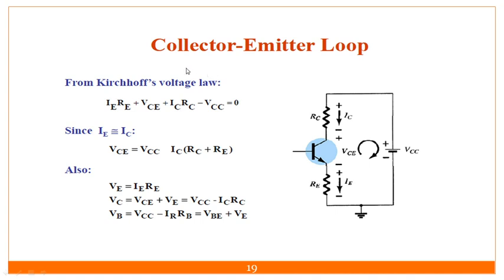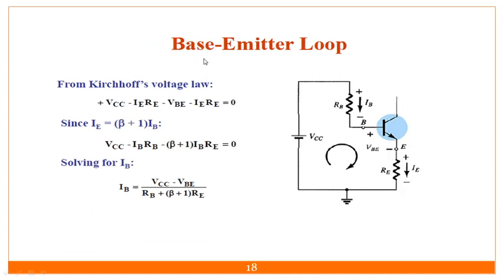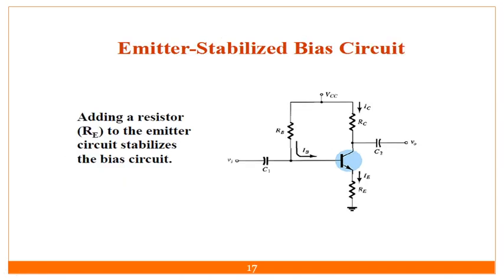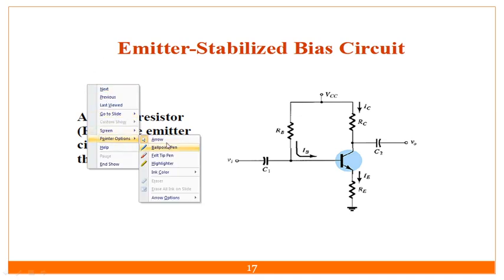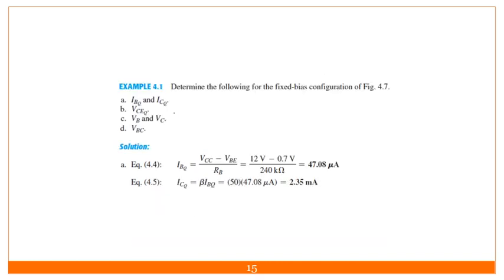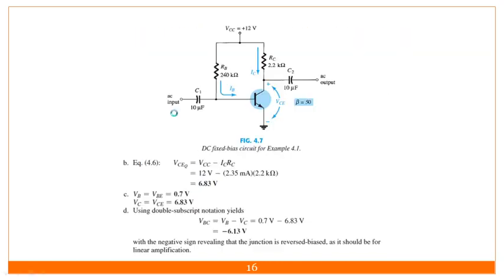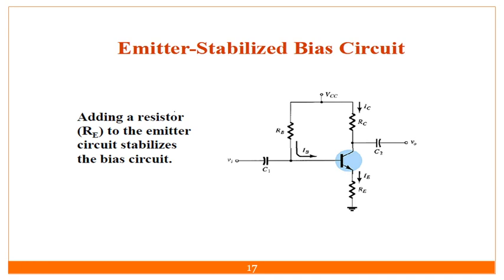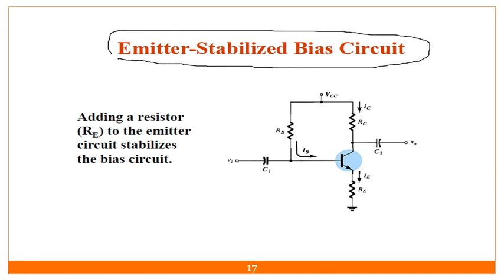In this particular lecture, we will start the second biasing technique, that is the emitter stabilized bias technique. I hope you have solved the problem based on the previous biasing technique, that is the fixed biasing technique. In this lecture, we will see the emitter stabilized bias technique.